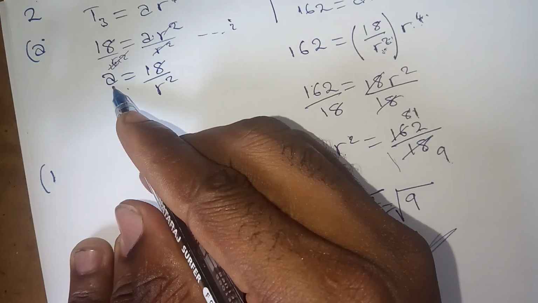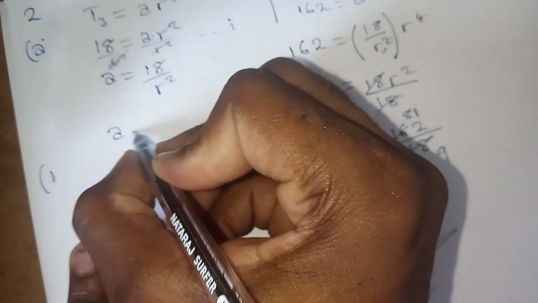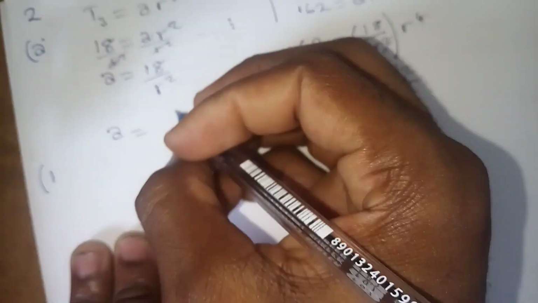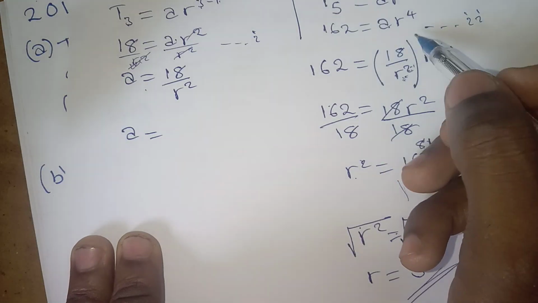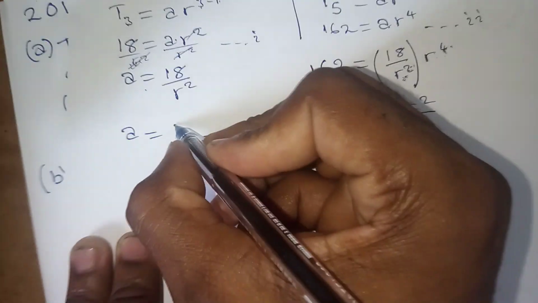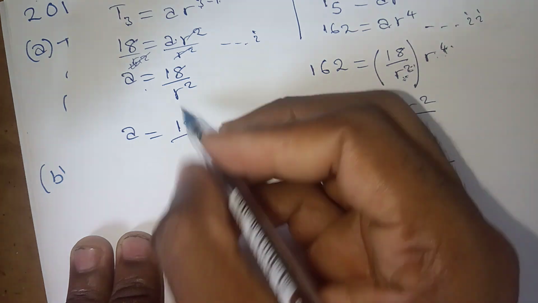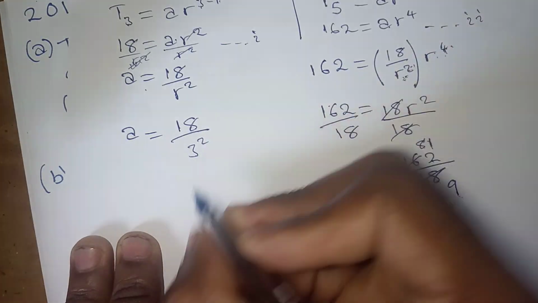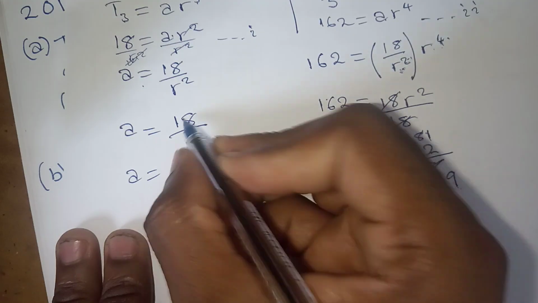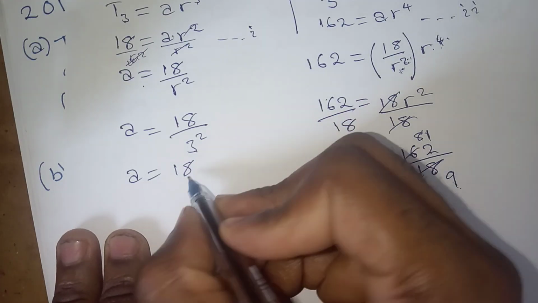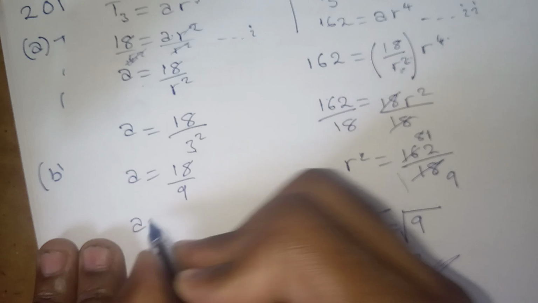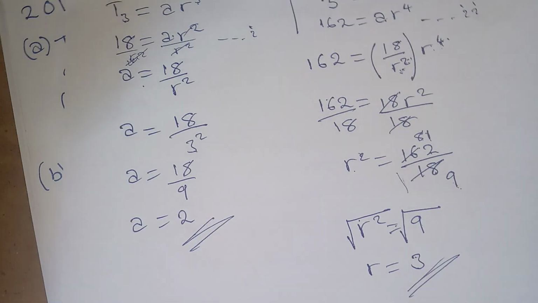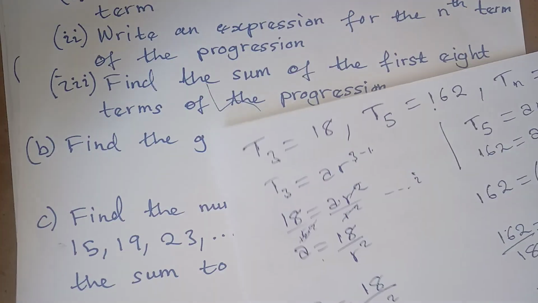So to find our a, you can just use this one. I think it's much easier than the other one. The numbers are bigger there and you have a bigger power. So you have 18 over, our r is 3, so you can say 3 squared. So we have 18, 3 squared is 9. Then 9 into 18, this will be a 2, and you are done for the first part.